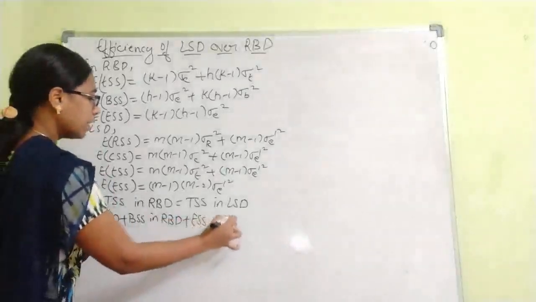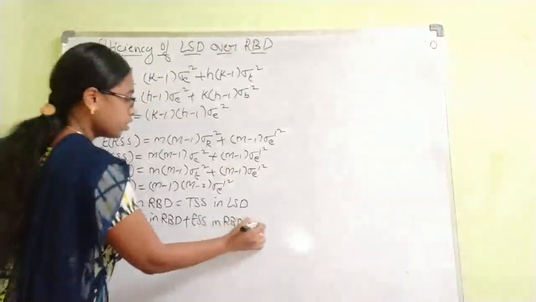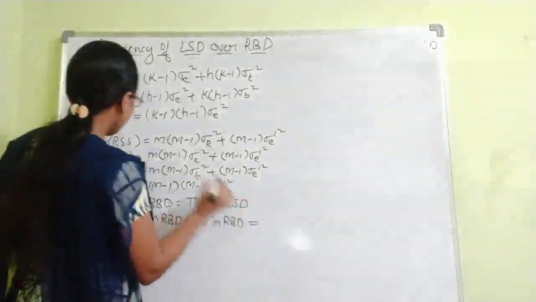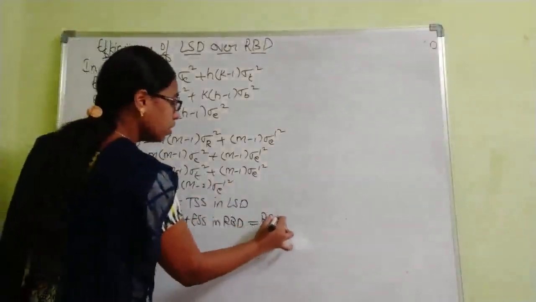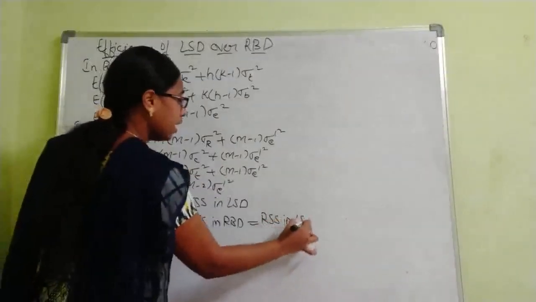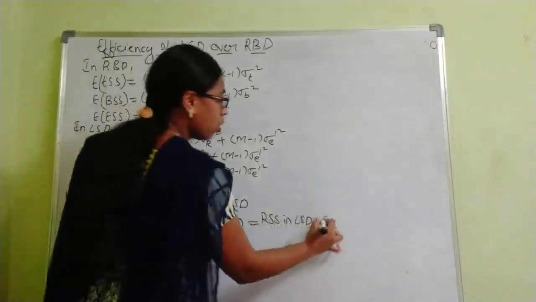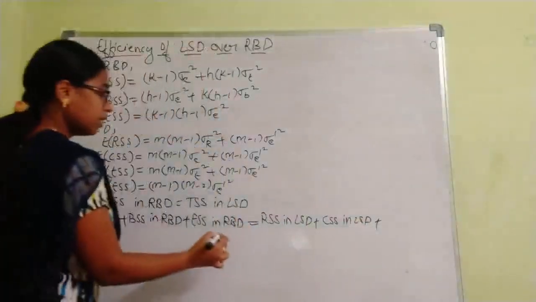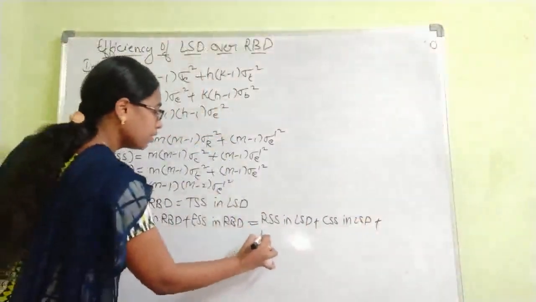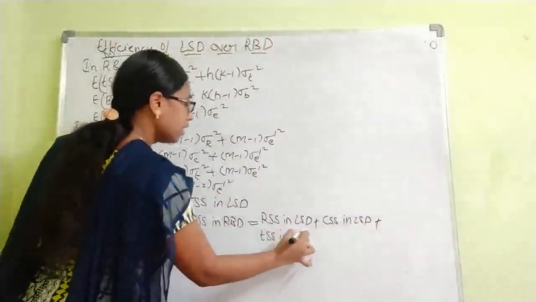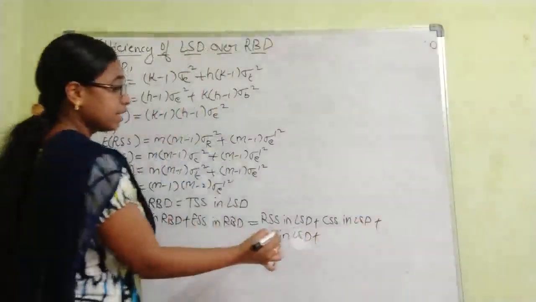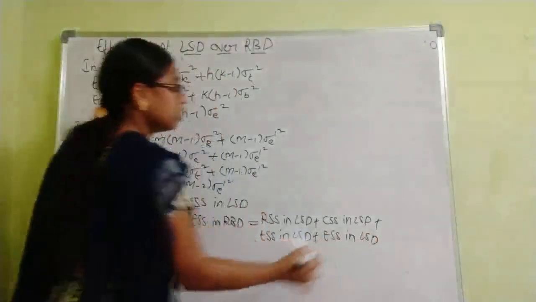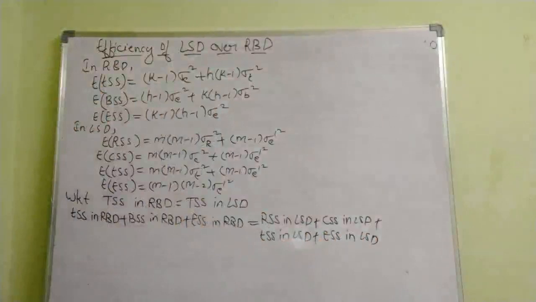in RBD, which is equal to the total sum of squares in LSD, that is the row sum of squares in LSD plus the column sum of squares in LSD plus the treatment sum of squares in LSD plus the error sum of squares in LSD. Now for this we apply the expectation.